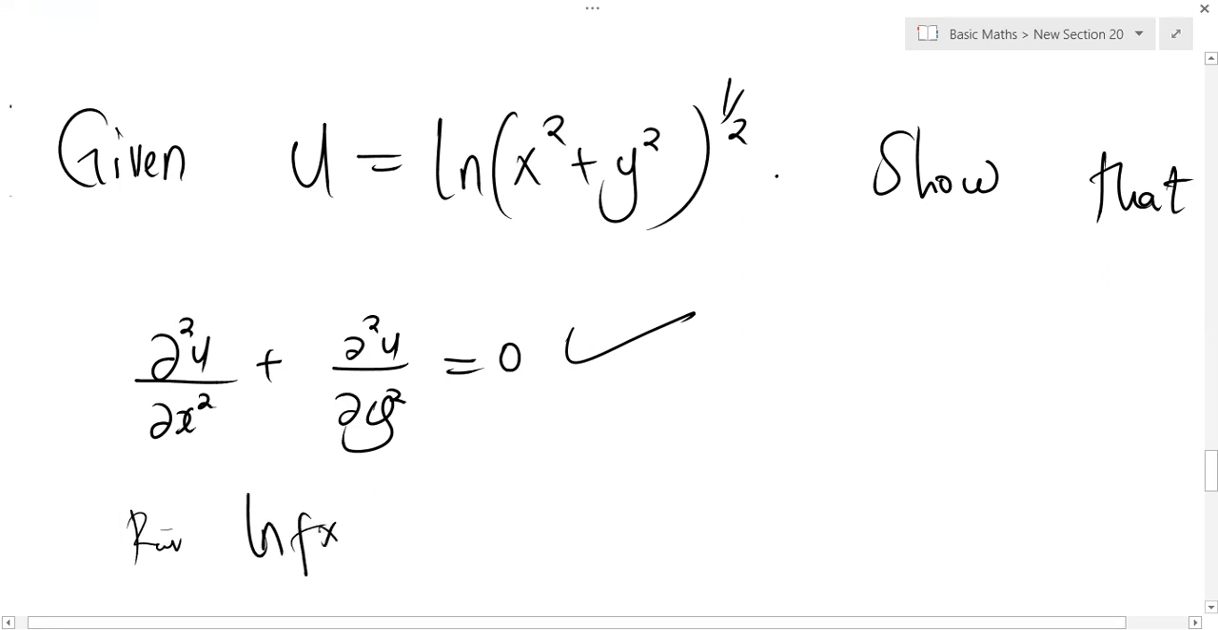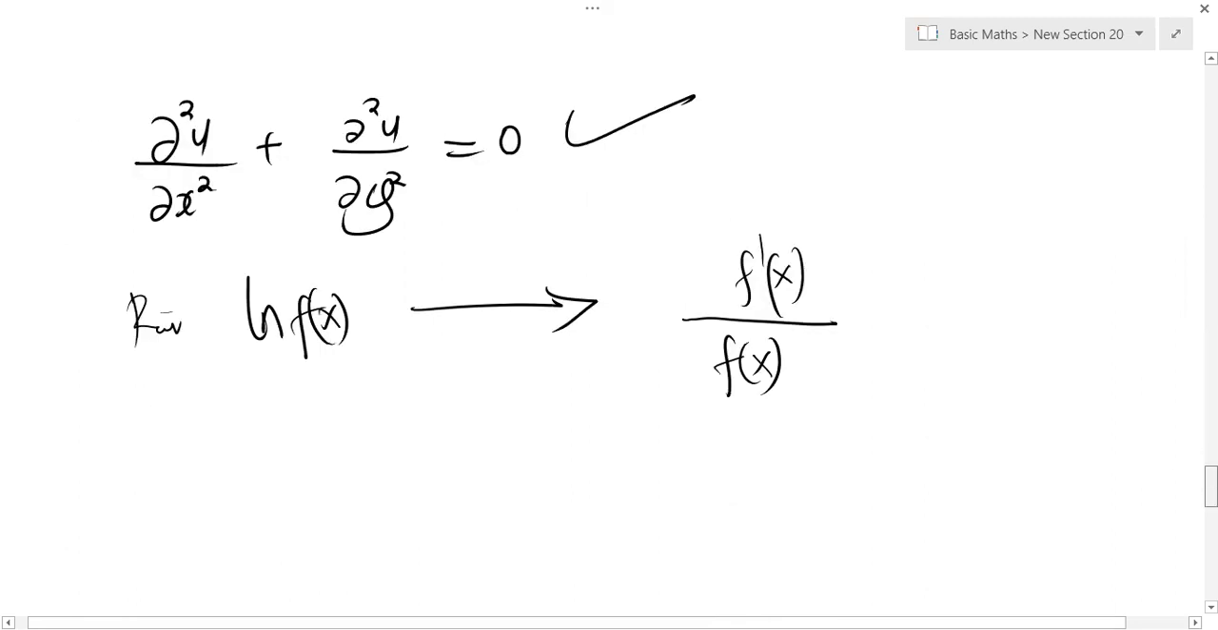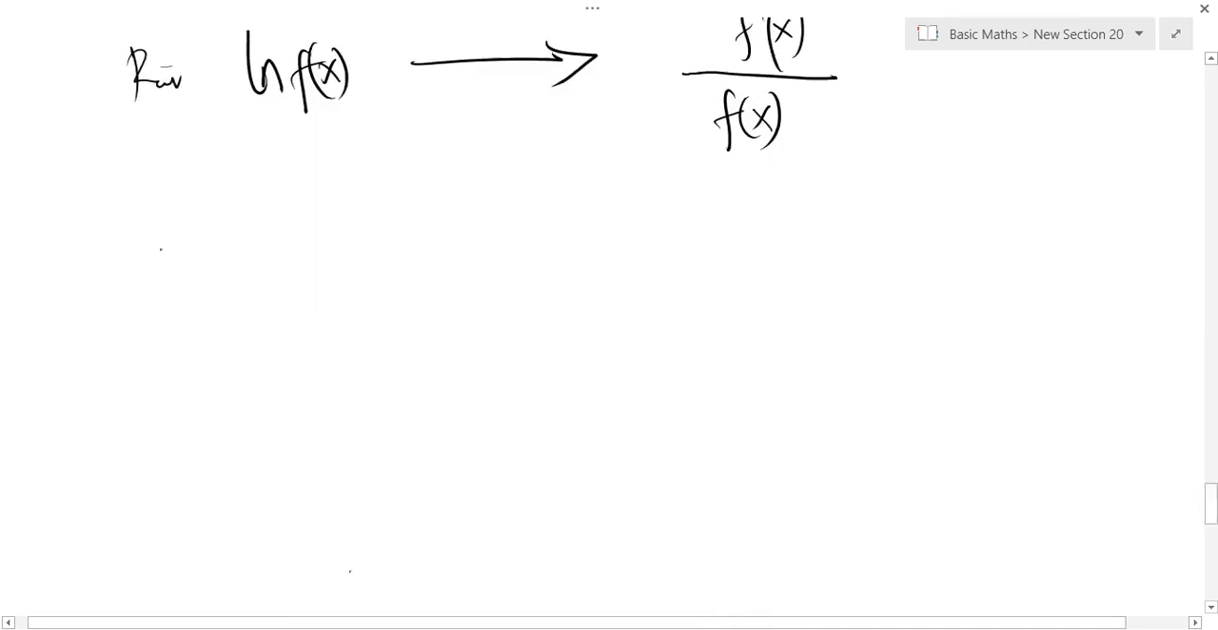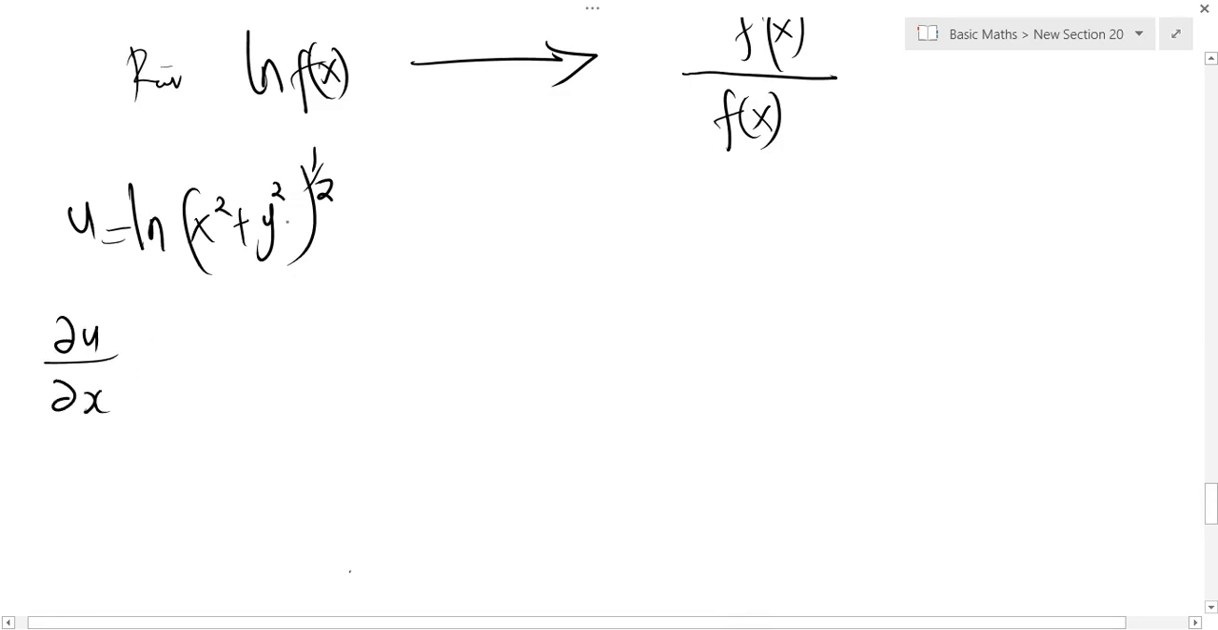If you have a logarithmic function ln f of x, its derivative is given by, you write f of x in the denominator, and then on the numerator, you find the derivative of what you've written in the denominator. So in a similar manner, that's what we are going to do. We have ln (x squared plus y squared) raised to power half. Remember, this is partial derivative. This is our u.